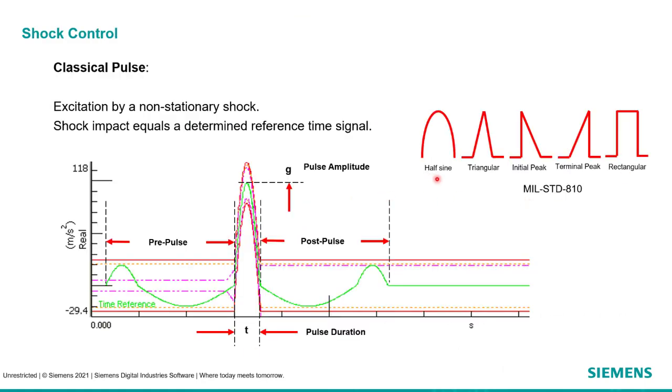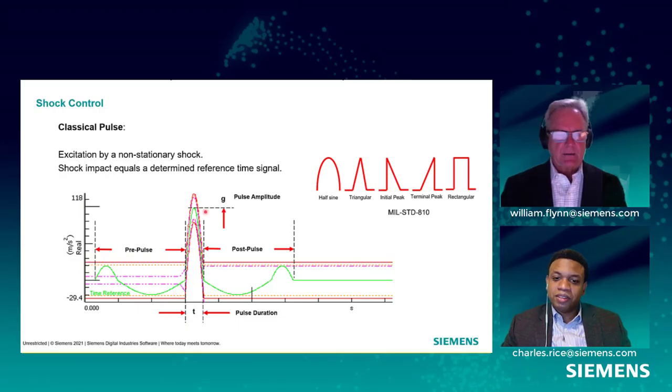So these are some standards. Classical pulses are mainly out of the Mil Standard 810 for military applications. So they define these pulses with very well-defined definitions. This is the half sine, triangular, initial peak, terminal peak, rectangular. Some of the components that are used in the setup to define these parameters: you have the amplitude of the main peak, and then you've got a duration of the main peak of that half sine pulse, and then you've got a full duration of that shock pulse. And so that's the definition of one of these classical pulses.